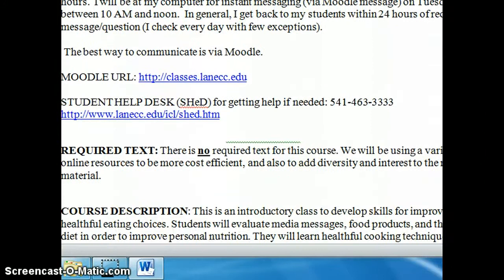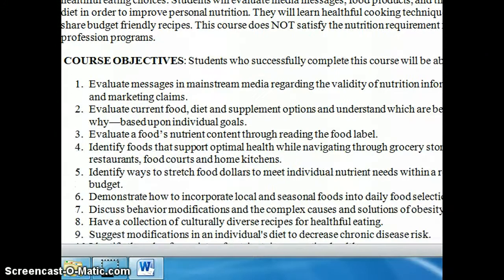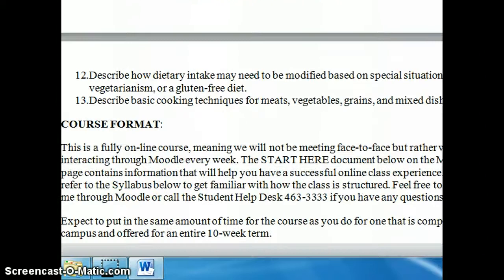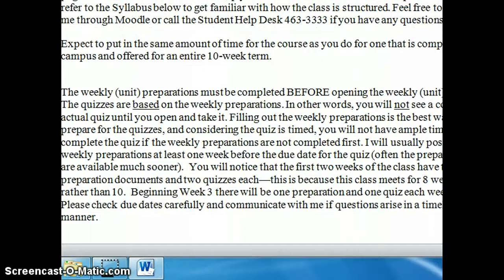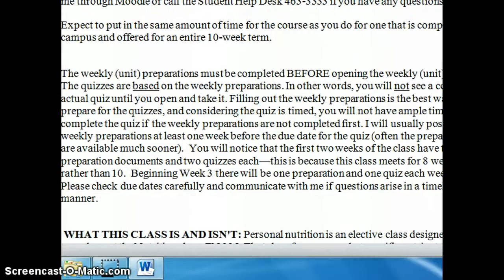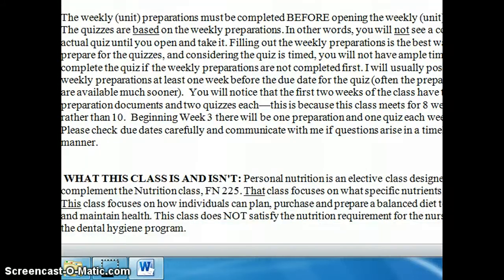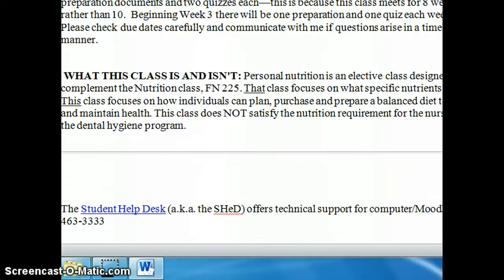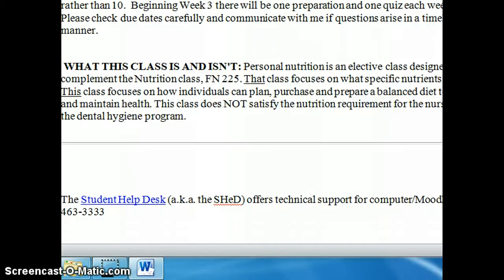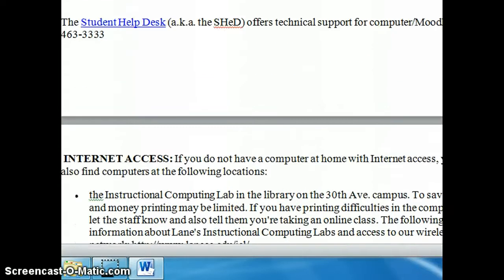So I talked about office hours, I think, a couple of times. This describes the course, gives the objectives of the course, the format of the course, talks about quizzes. During the first 2 weeks, we will have 2 preparations and 2 quizzes. This is because we are covering the same amount of information as we would in a 10-week class in the space of 8 weeks. So the first couple of weeks we'll be covering 2 units, let's say, each week. After that, we'll be covering 1 unit each week. The reason I chose to do that is because the first 2 weeks don't have quite as much information for you to read, so I thought it would be a better idea to do it that way.